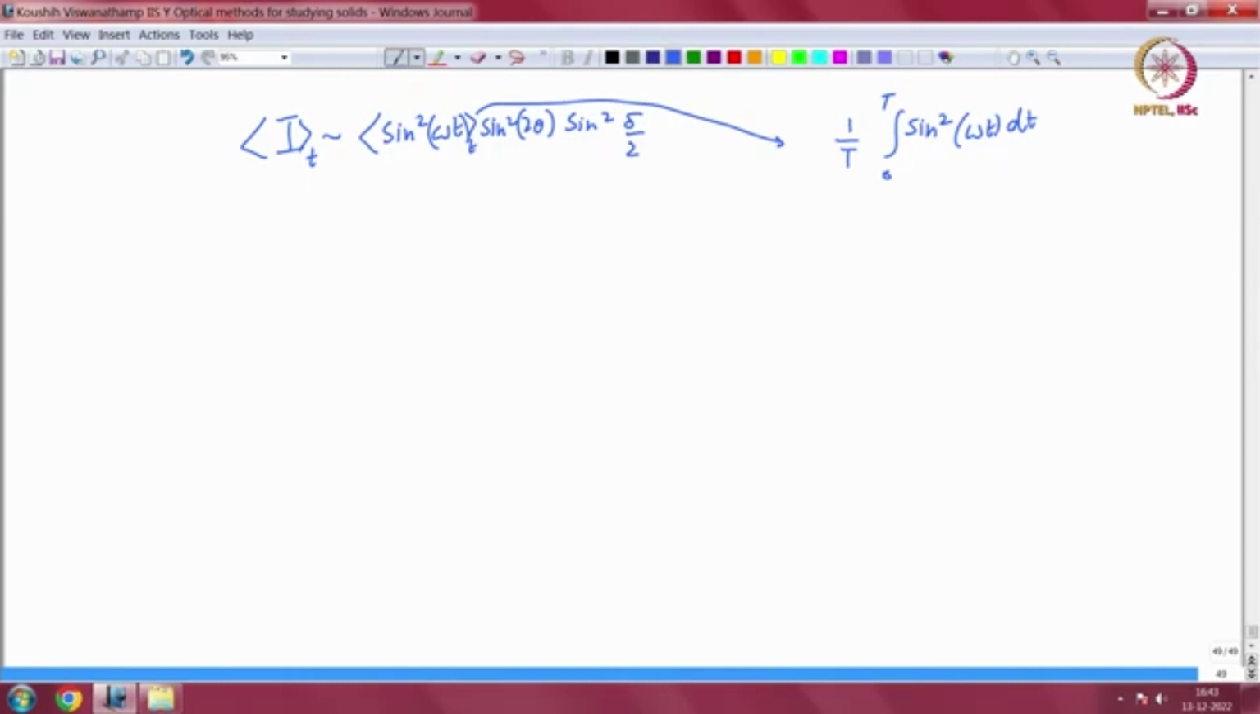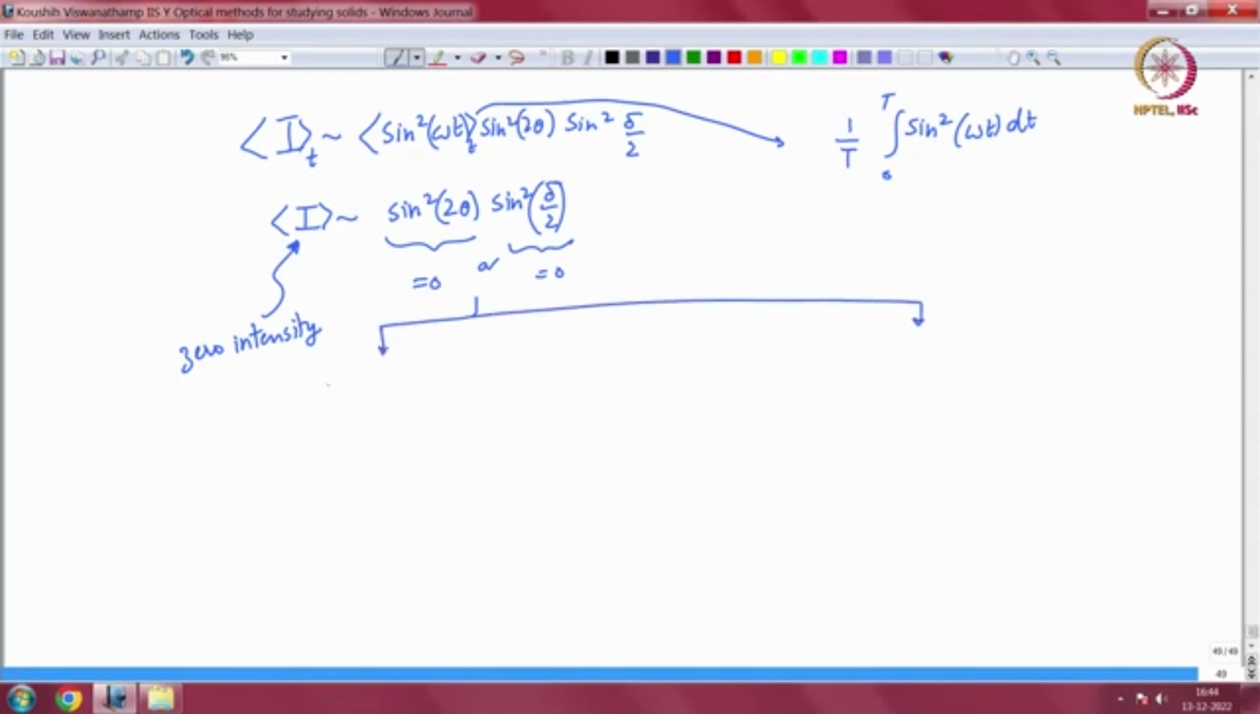So we take out all constants in the spirit of figuring out dependencies. So that goes out of the question. So the average intensity really depends on two factors, which is sine square 2 theta and sine square delta by 2. Okay. So when will you see 0 intensity? This will happen when either this term is 0 or this term is equal to 0, right. And when does that happen? This comes back to our two separate cases we discussed. So either sine 2 theta equal to 0 or sine delta by 2 is equal to 0.